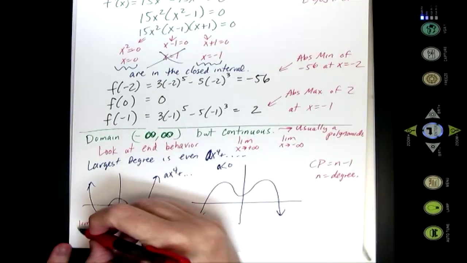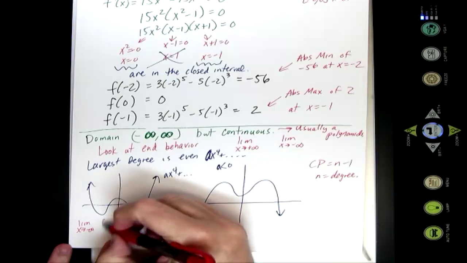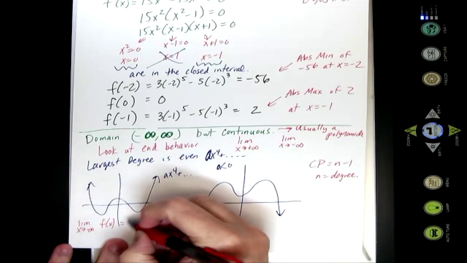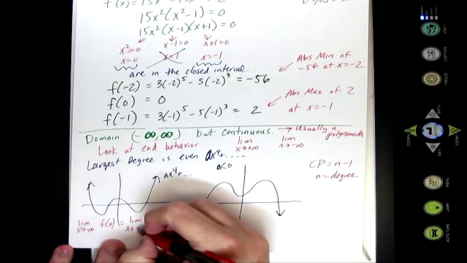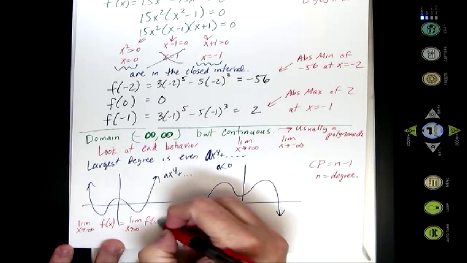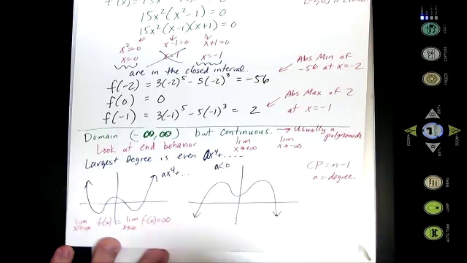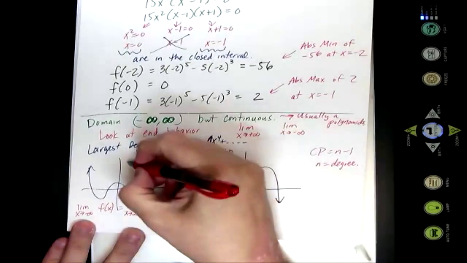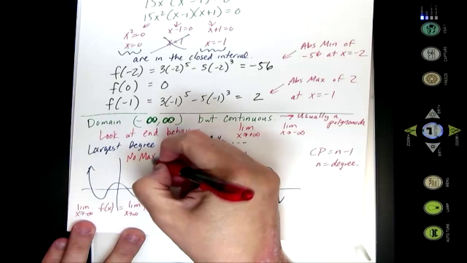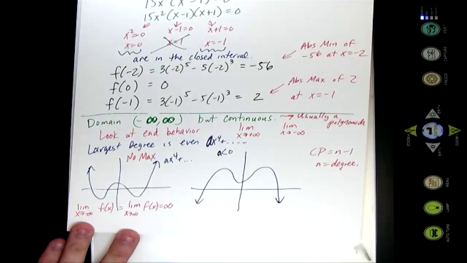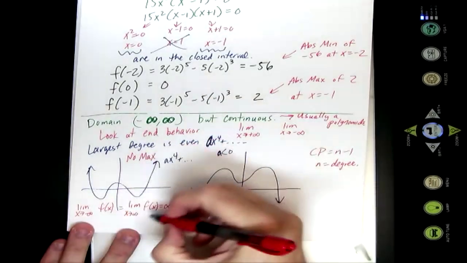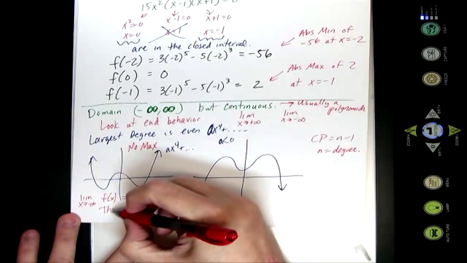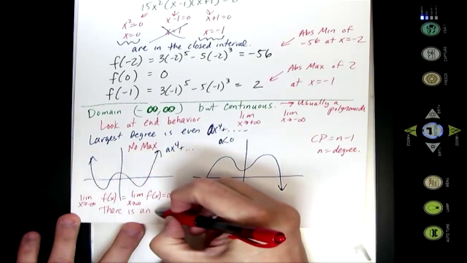But if we do the limit on this one, the limit as x goes to negative infinity of f of x is actually the same as the limit as x goes to positive infinity of f of x. It's infinity. So there's no absolute max, but there is an absolute min.